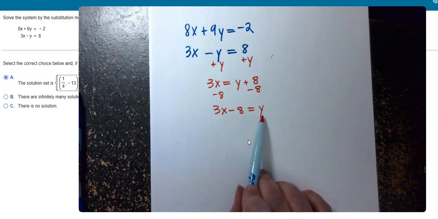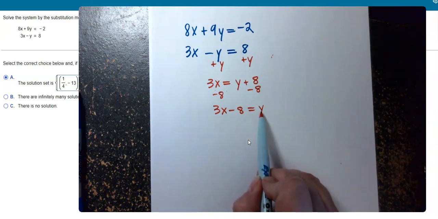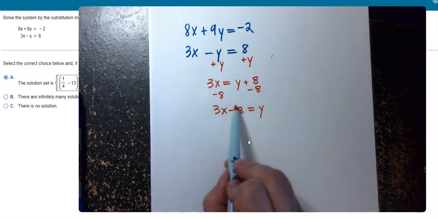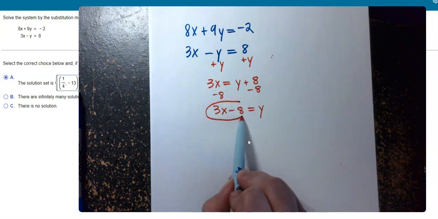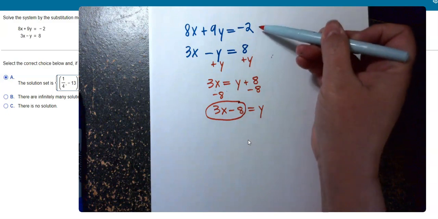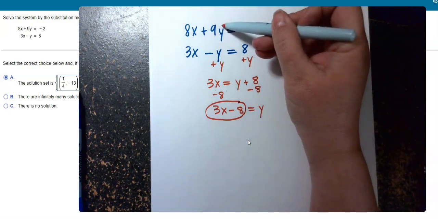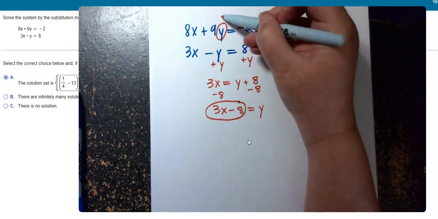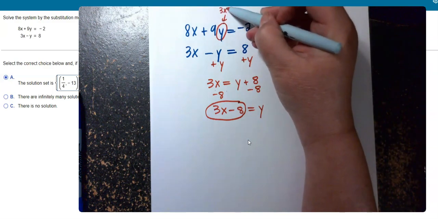So that was my first goal when solving by substitution, is to get a variable, doesn't matter whether it's the x or the y, whichever one's easier, alone on one side of one of the equations. Doesn't matter which equation. Now, I know that y is equal to 3x minus 8. So I'm going to go to the other equation, not the one I just worked with, but the other equation, and in place of y, I'm going to put 3x minus 8.